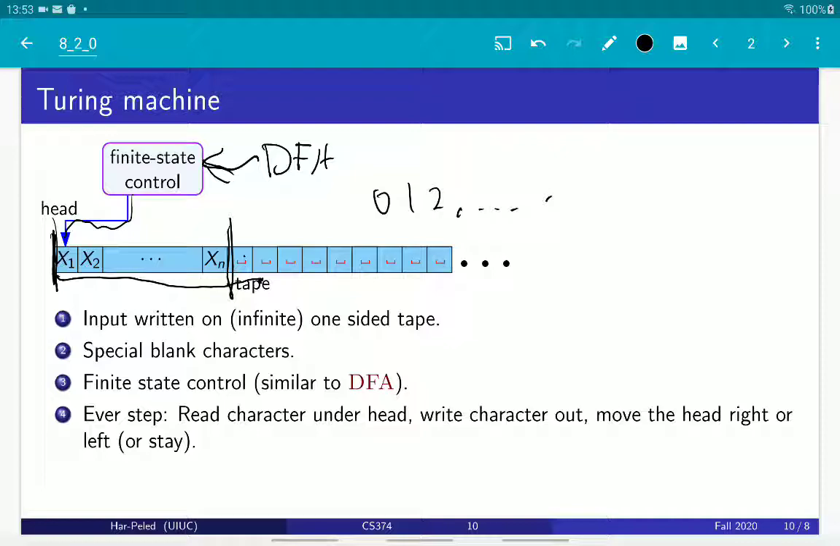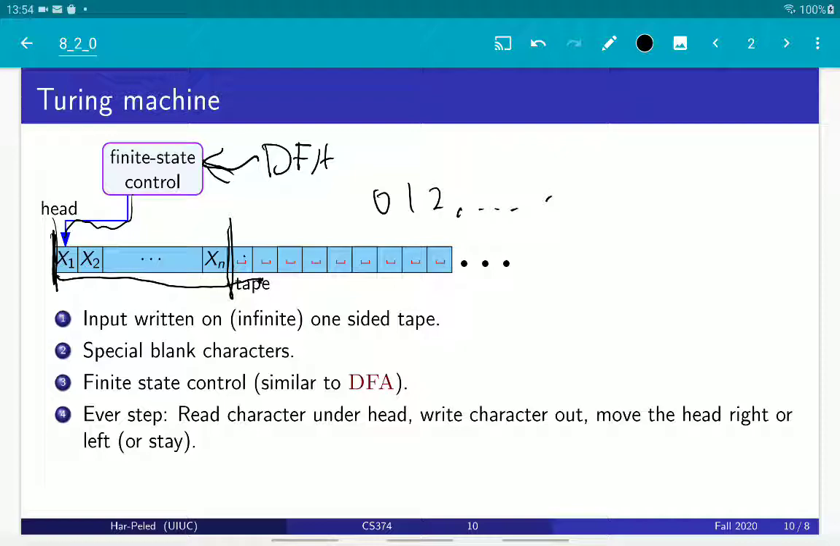Now in every step of computation, the Turing machine reads what's written on the cell of the tape, or the squares, as Turing called it in the original paper. It does a transition according to its current state, writes potentially something new on the square, and then moves the head either left or right or stays where it is. Okay, so that's what a Turing machine is.